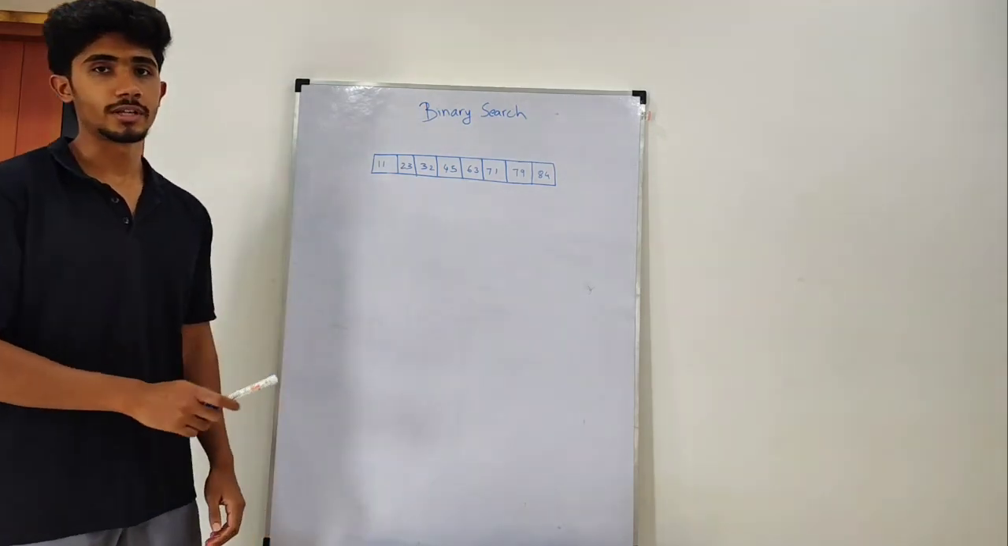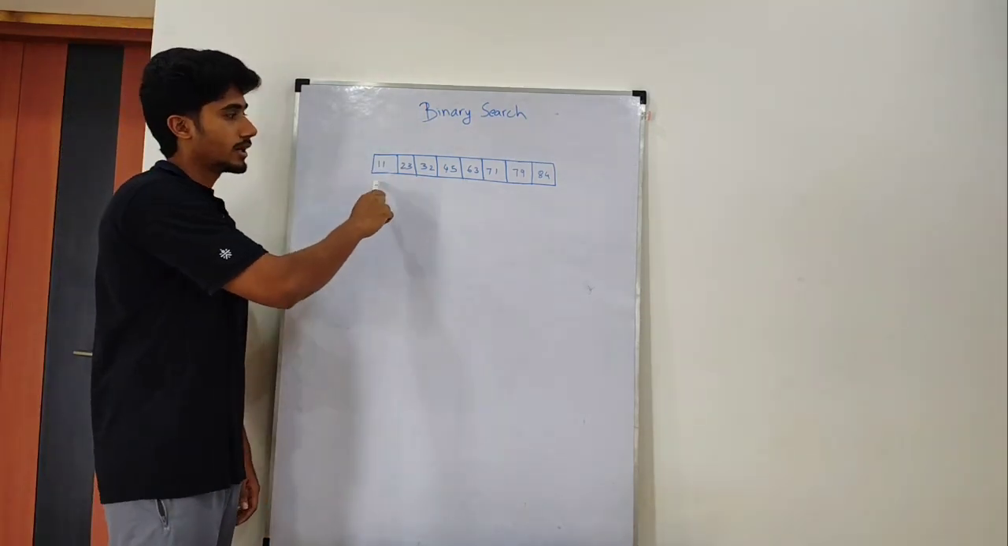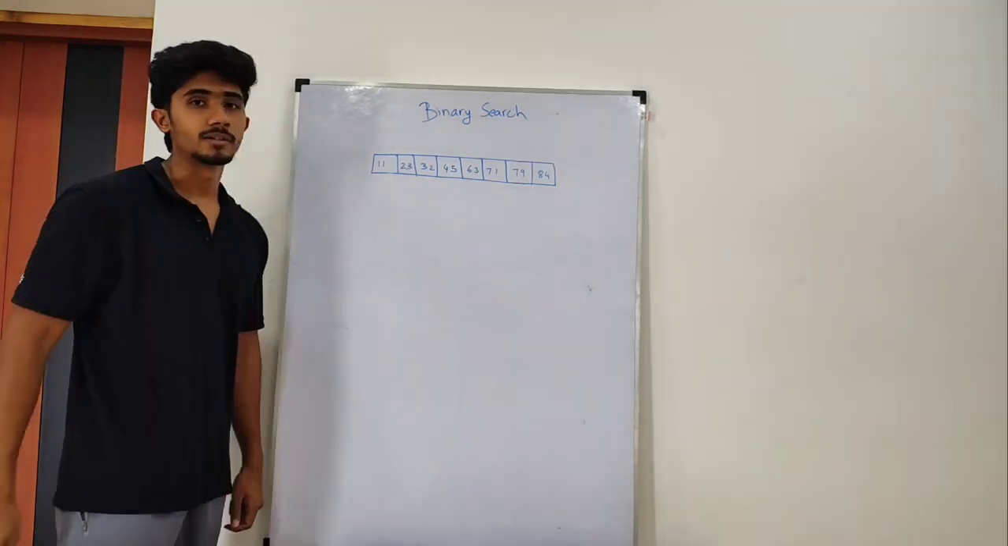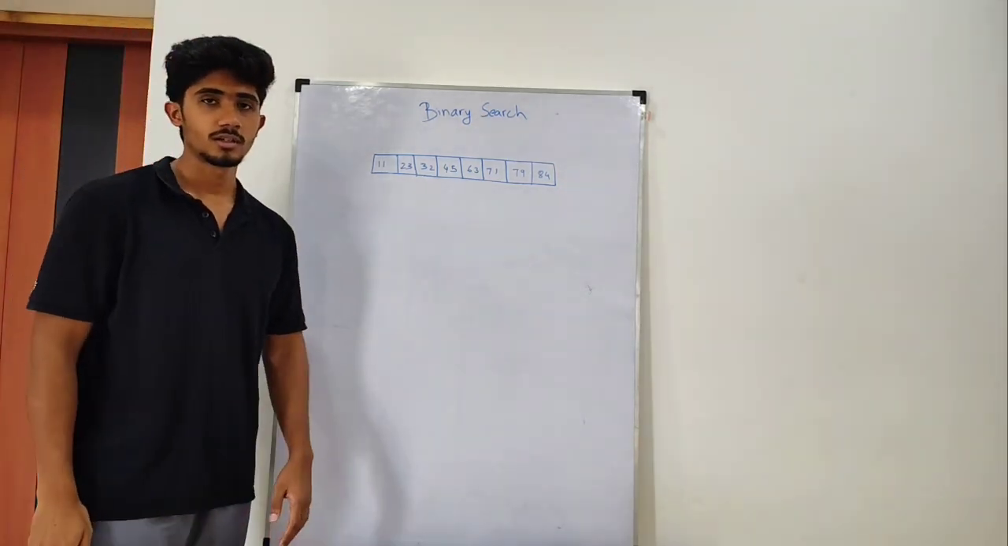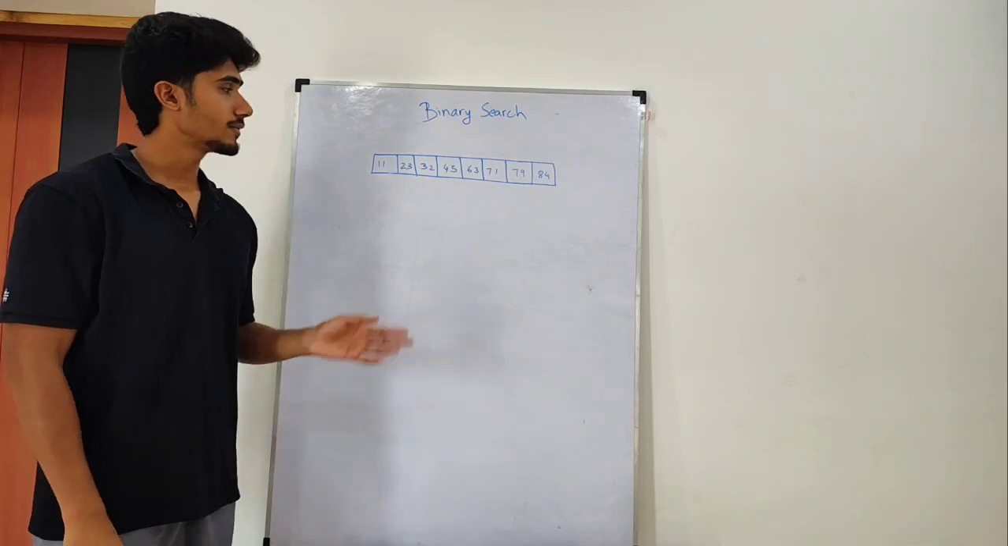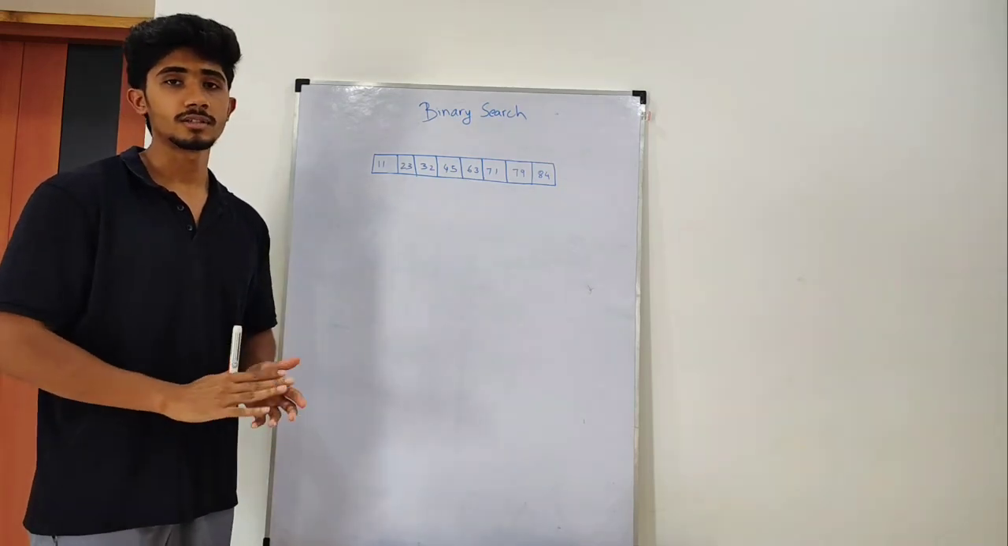How do we normally search through an array? We start at the beginning of the array and we go element by element to find the target element. This is known as linear search. Linear search is an algorithm where we search through an array in a linear or sequential fashion.